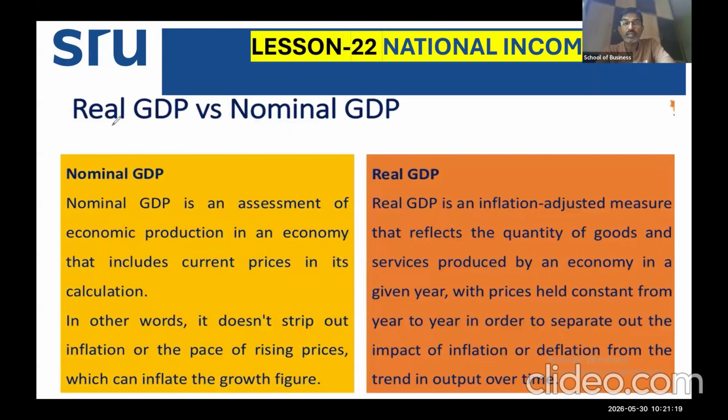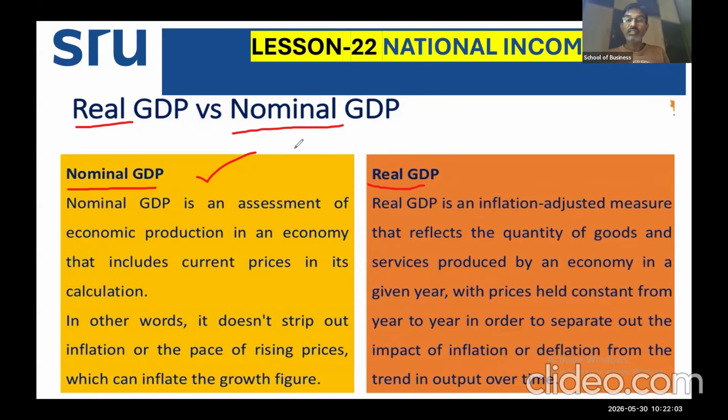Now here, there are two concepts. What is real and what is nominal GDP? Before we calculate nominal and real GDP, we should know what nominal GDP is and what real GDP is. First we will go with nominal GDP. Nominal GDP is an assessment of economic production in an economy that includes current prices in its calculation. Please keep in mind, whenever you talk about nominal GDP, for the calculation you are taking the current prices, the prices fixed by the government and prevailing in the market. Those are considered for the assessment.